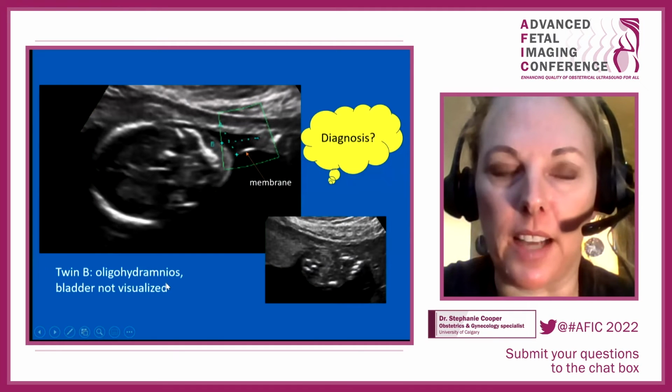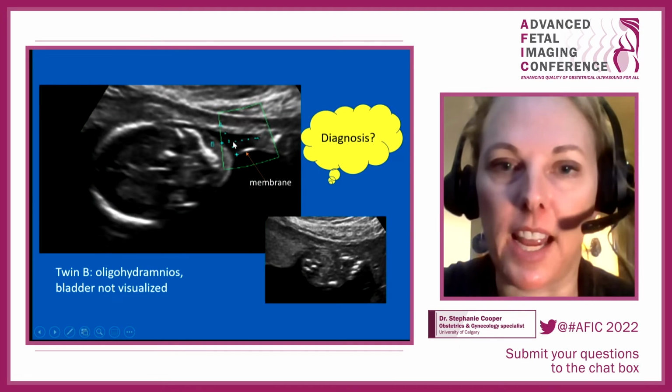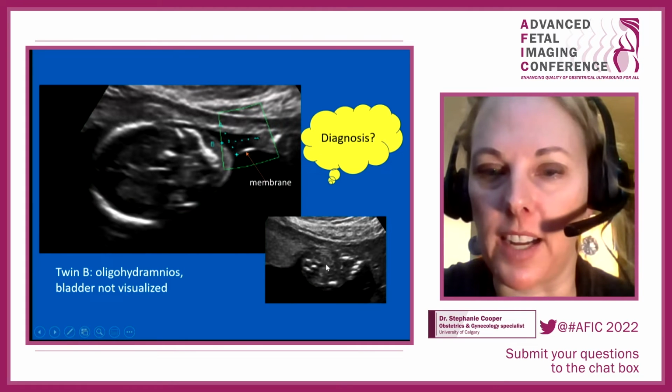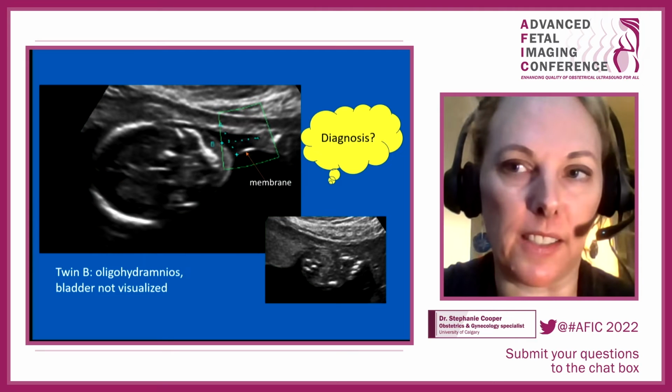But then when we looked more closely at the second baby, there is actually a membrane, see? And there is a pocket of fluid, but it's very small, and we could not identify a bladder. So what is the diagnosis?